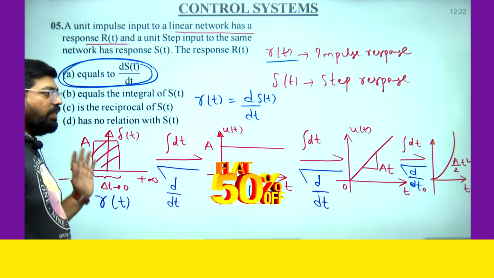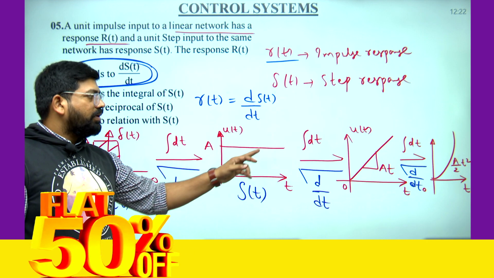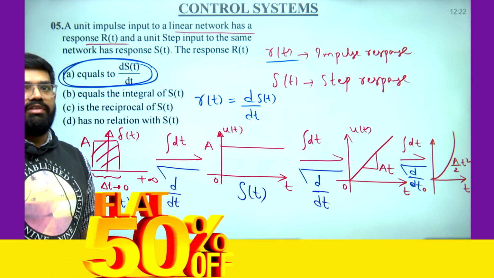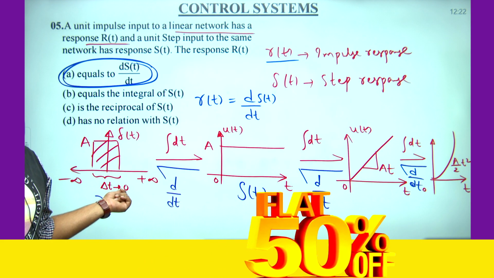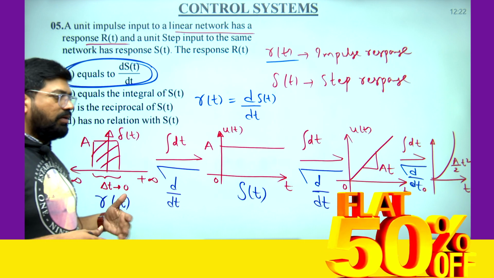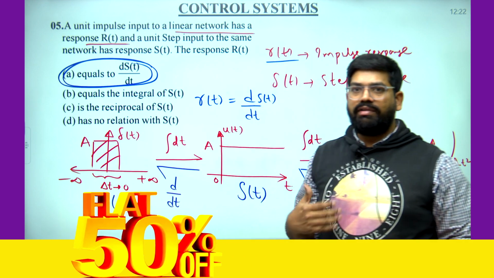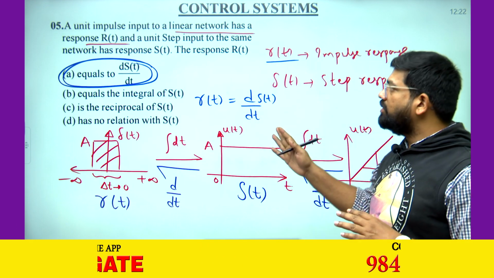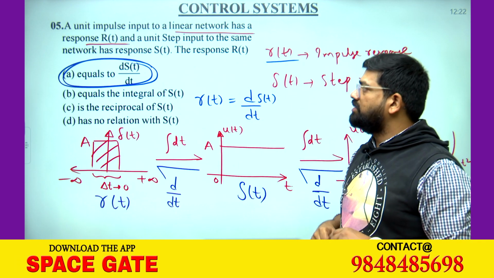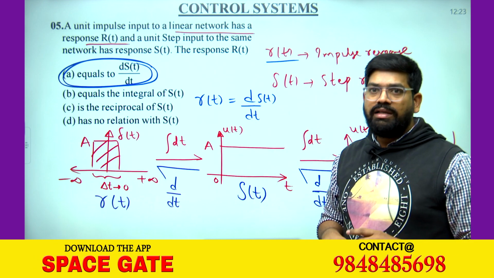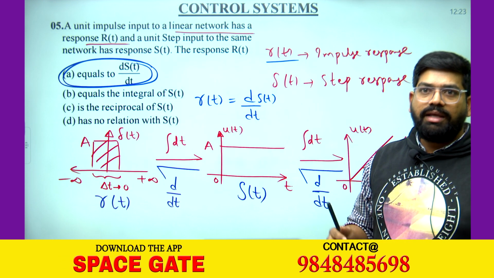These are the standard test signals we generally use in control systems, right? Step, ramp, and parabolic inputs are generally used in time response analysis, and the impulse signal is used in stability analysis. Understood? This is also useful from an exam point of view or even an analysis point of view. So when they give R of t as the impulse response and S of t as the step response, then to relate them, the impulse response is the differentiation of the step response.